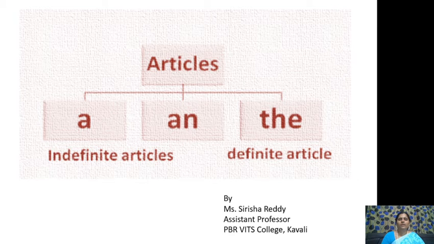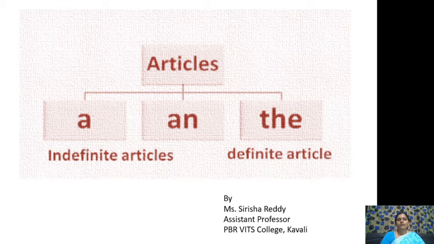Why a or an are called indefinite articles is because they come before the nouns when we refer to the nouns in general. So these articles are placed before the nouns when we are referring to the nouns in general. By looking at the articles themselves, we come to know that this particular noun is referred to in general.